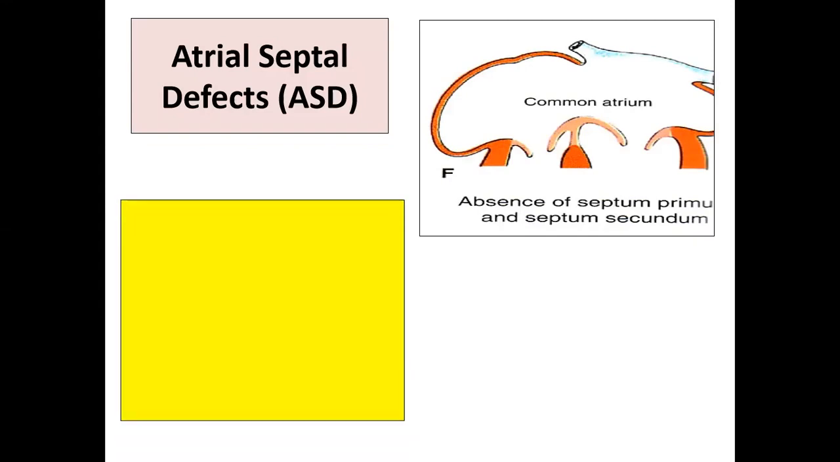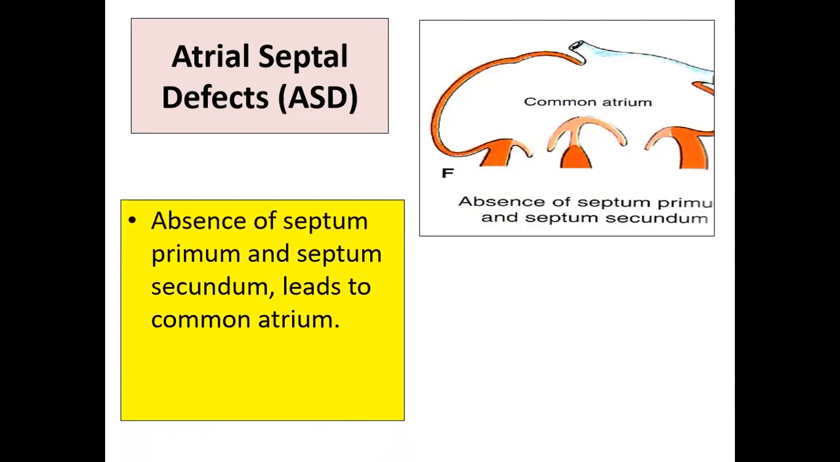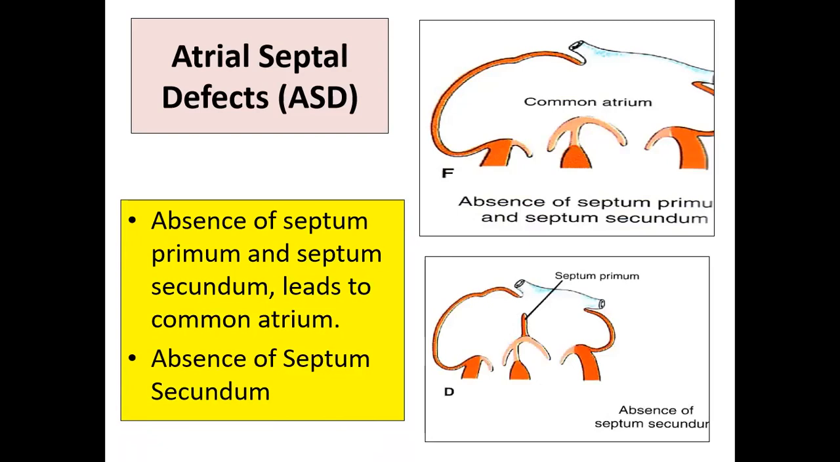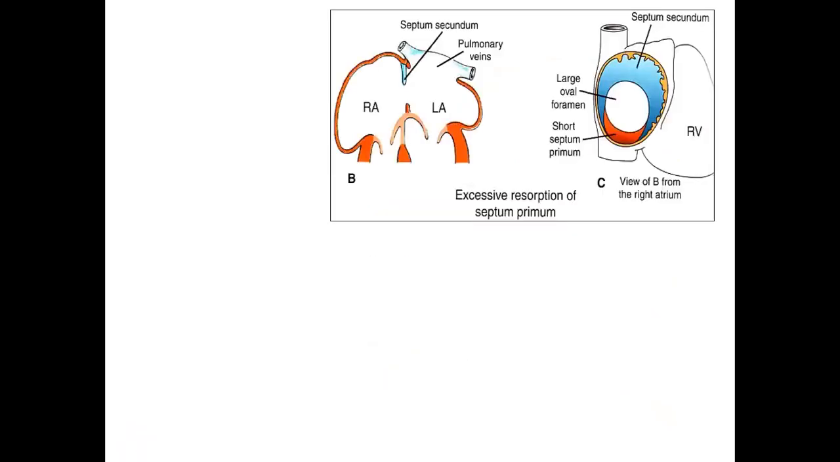So the blood flows freely from one atrium to the other, which is very common. Absence of septum primum and septum secundum leads to a common atrium. You can see the right atrium and the left atrium, there is nothing missing there. There is a large foramen ovale.